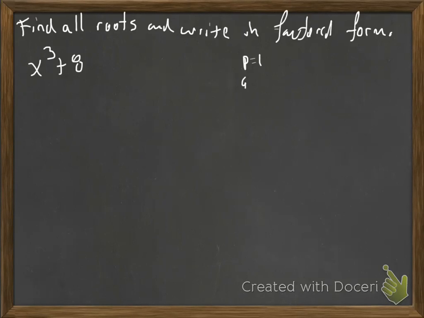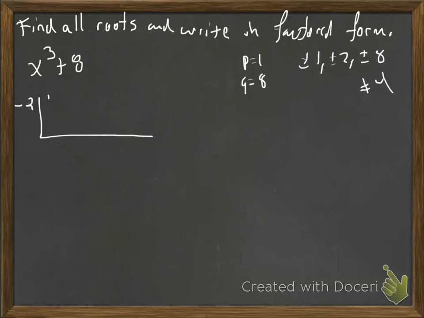So your p would have been 1 and your q would have been 8. And so the potential rational roots would be plus or minus 1, plus or minus 2, plus or minus 8, and also plus or minus 4. But it's probably going to be minus 2. So we're going to go ahead and try minus 2. We could have tried all the other ones also.